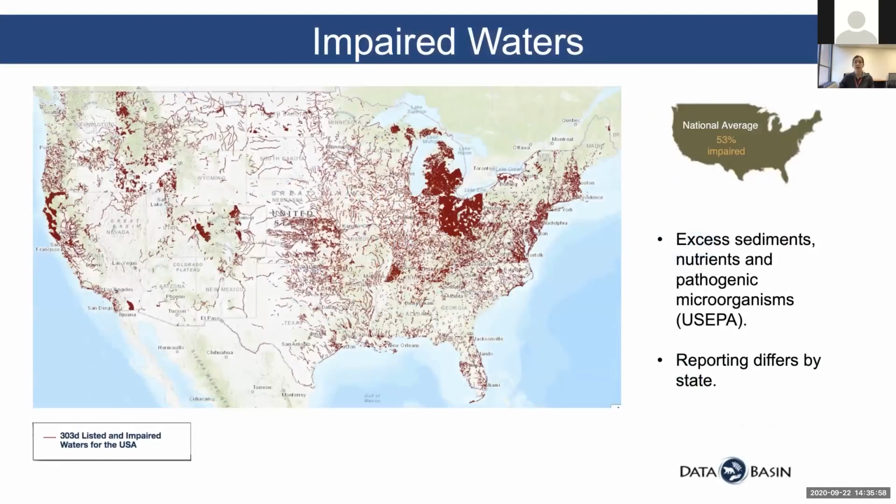So the dark red areas on this map show the extent of impaired waterways nationwide. And many of these designations occur due to excess sediments, nutrients, or pathogenic microorganisms in the water. And the national average of impaired waterways is 53%, so a lot of states are not in good shape. And the Mid-Atlantic is near the top of the list of concern. However, it's difficult to compare between states due to differences in water densities, as well as different reporting structures for each state.